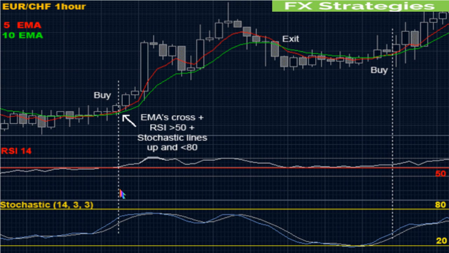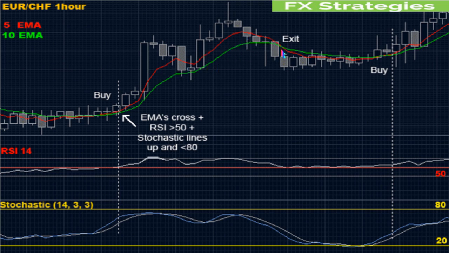So right here is the point in time where all 3 of our indicators are first at the proper indication. They all 3 coincide with the indications that they should be providing for us to buy. So this is the point when you want to buy and enter this market. And then, as you can see, the 5 unit exponential moving average stays above the slower moving average. So that's good. That's signaling this upward trend right here.